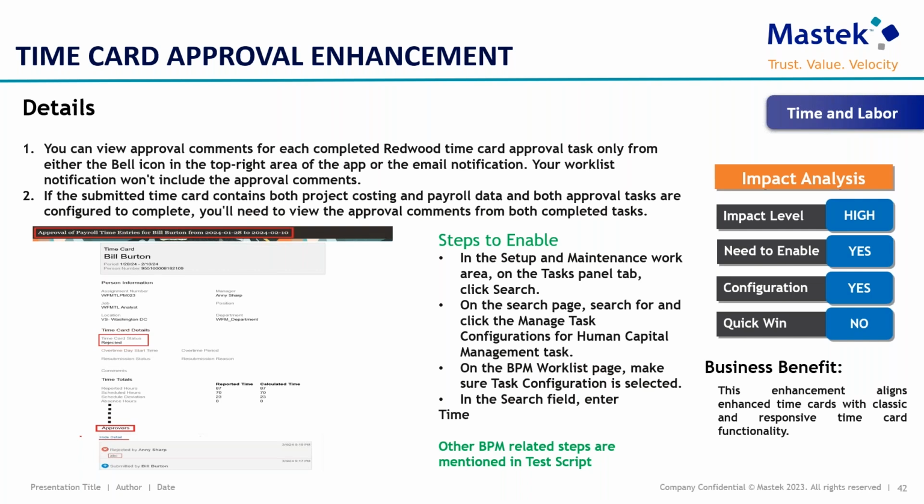Once we do that, in the BPM work list related specific tasks, we already have mentioned in the test script what detailed set of tasks we need to do so that employees and managers can add their comments into the approval criteria. Once we do that, it will allow those comment entries from the respective approver.